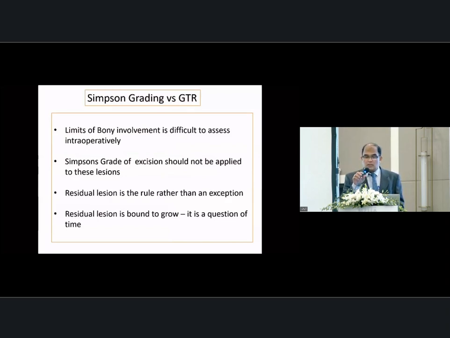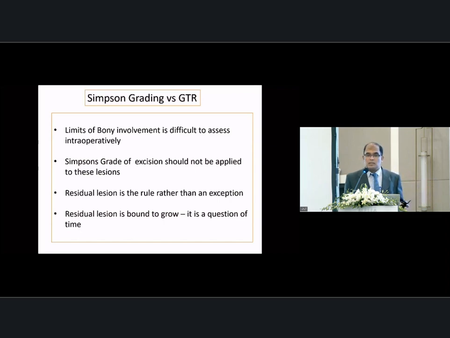Regarding Simpson's grading, generally what we talk about is a grade 0 or grade 1 excision, and it is difficult to achieve in sphenoorbital meningiomas. Residual lesion is the rule rather than the exception, and the residual lesion is bound to grow. However aggressive you are, given the extent of the dural involvement, the dural enhancement, and the bony involvement, which may go way beyond what we see on a scan or with the naked eye, we can never claim the removal to be gross total.